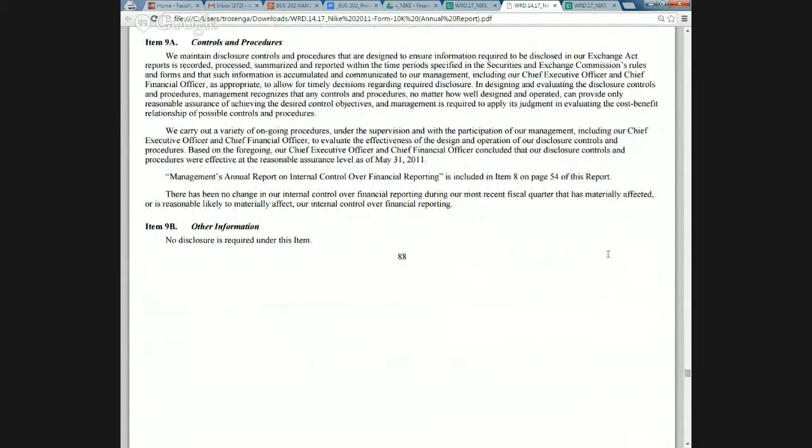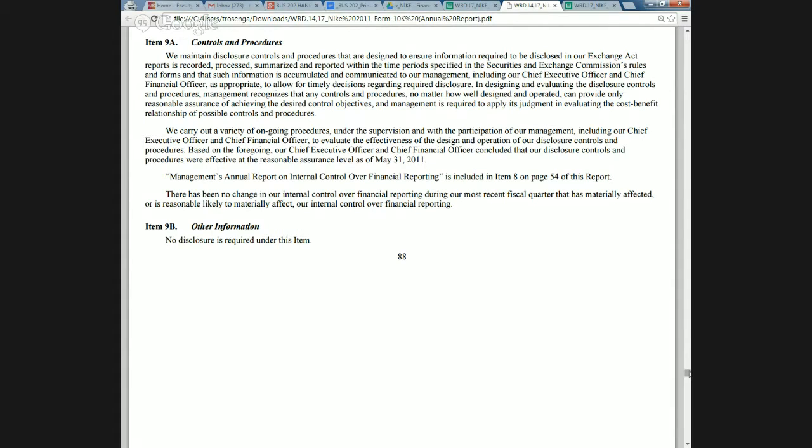Okay, here on page 98, it says that management is responsible to disclose controls and maintain procedures that are designed to ensure information required to be disclosed in our Exchange Act, that's with the Securities and Exchange Act, is recorded, processed, summarized, and reported within the time period specified by the SEC rules. The main point that this outlines is that management is responsible for the internal control.